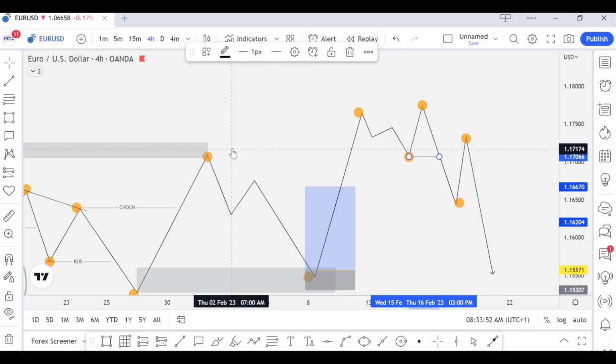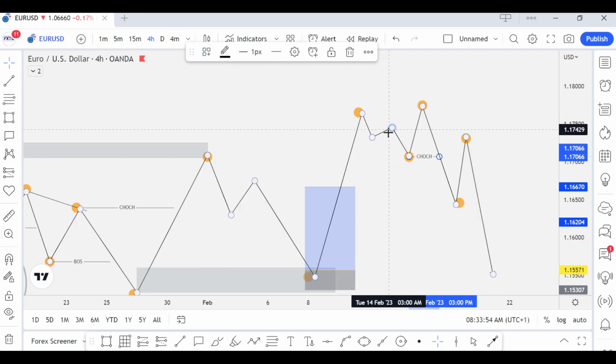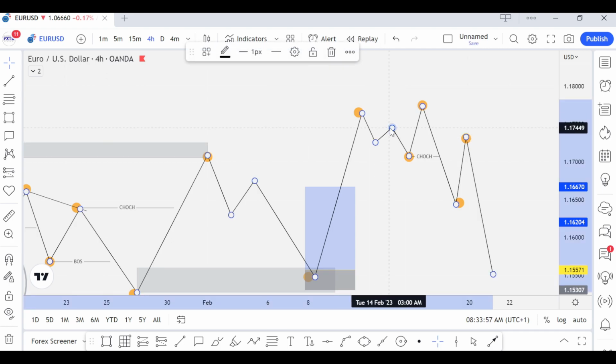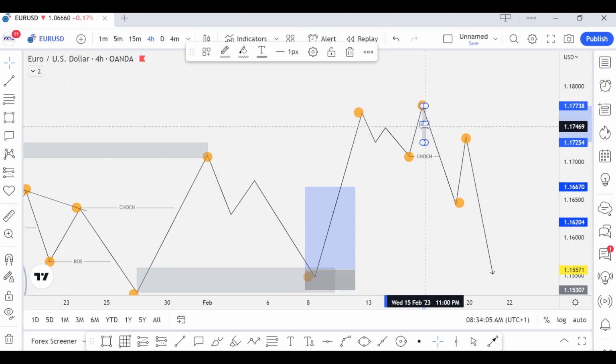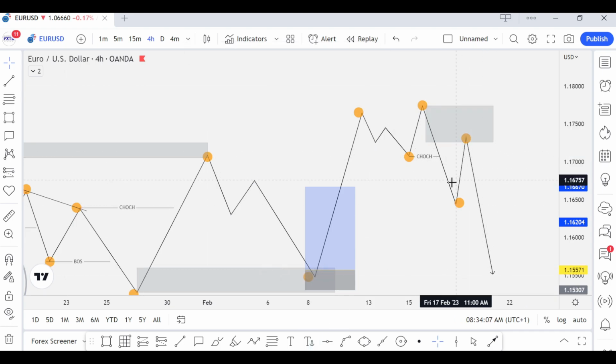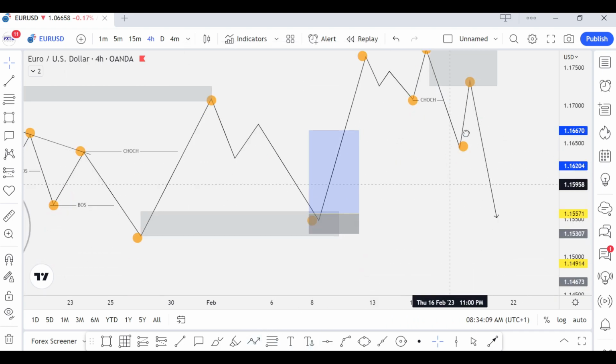So this change of character simply means the first intention of price moving to the opposite direction, and this is exactly what we've seen here. So we can bank on the other block that we see right here. So we can literally trade this to the downside as well.